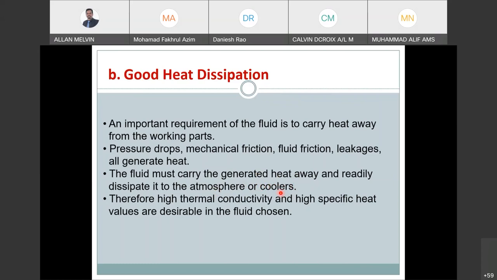Therefore, high thermal conductivity and high specific heat values are desirable. So try to have a high thermal conductivity, meaning it can be operated towards a bigger thermal range. Okay, so that's the second point.